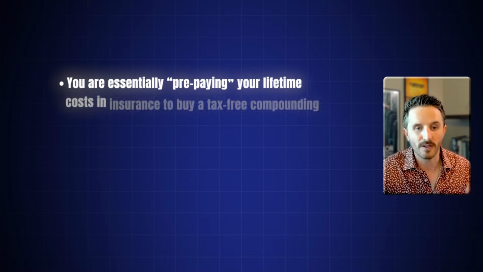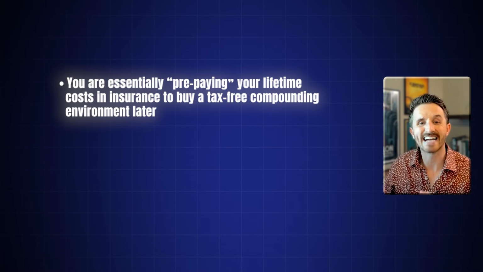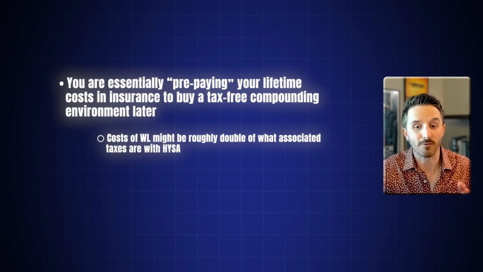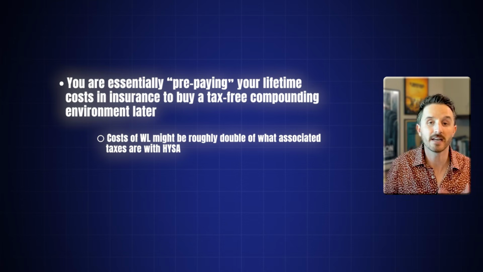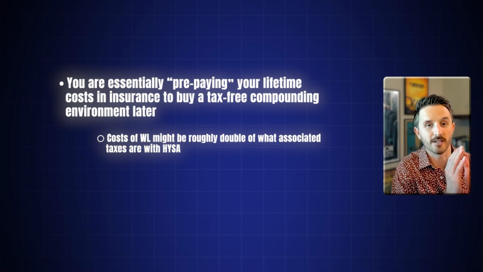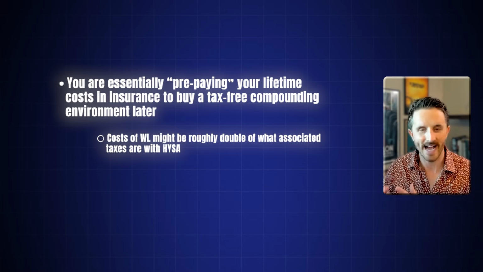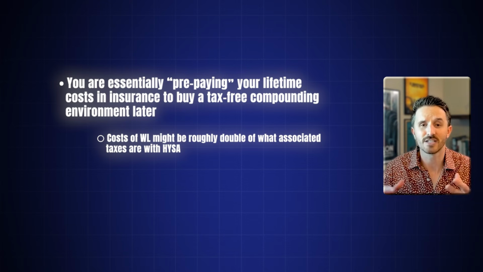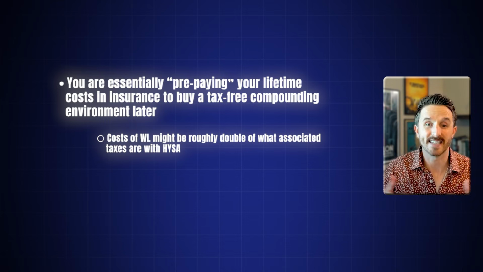Now, with whole life insurance, you're essentially prepaying your lifetime cost of insurance to buy a tax-free compounding environment later on. The cost of whole life might be roughly double what the associated taxes are with a high yield savings account, depending on what you otherwise would have contributed, right? In an apples to apples scenario, if you wanted to put all of your money into whole life versus the high yield savings account, if you built it the right way, max funded it, and depending on what your tax rate was, it's probably going to be higher. It could be roughly double. So essentially the cost of insurance and the internal net charges could be roughly double what you would have otherwise paid in taxes over that period.